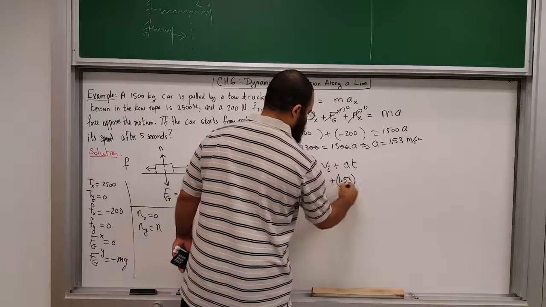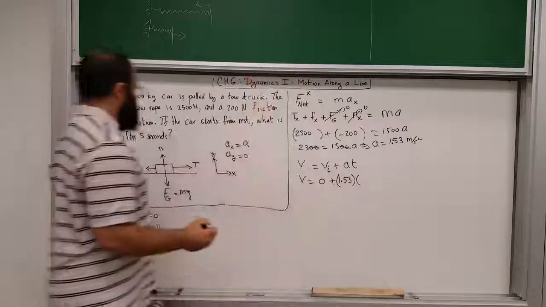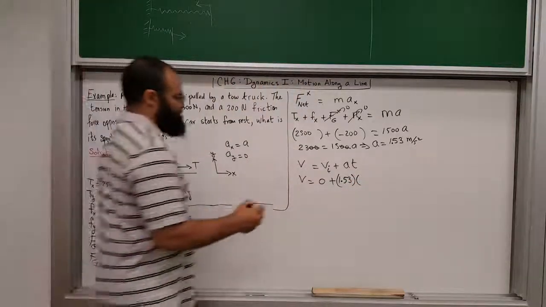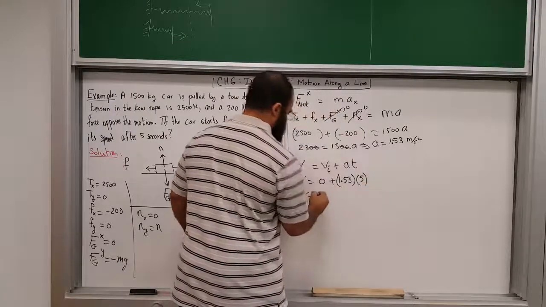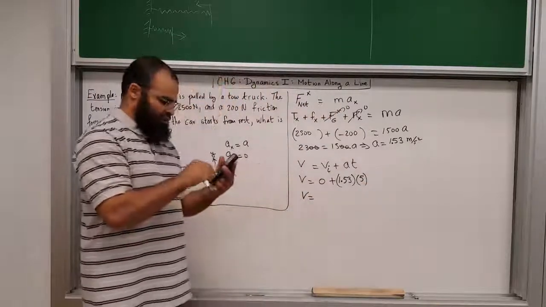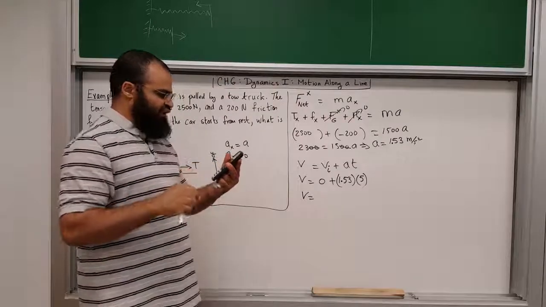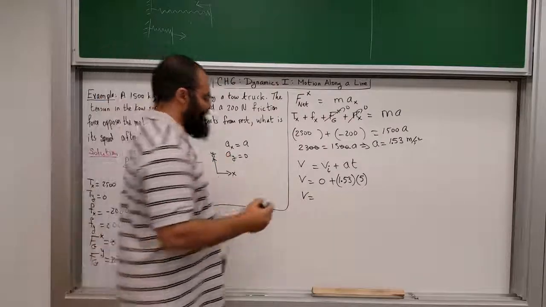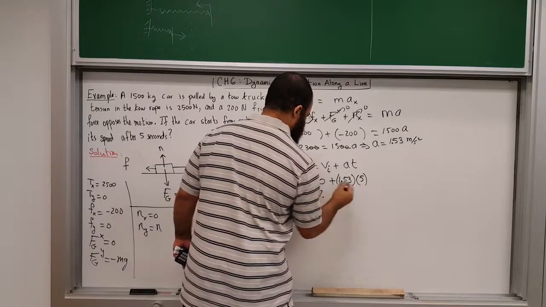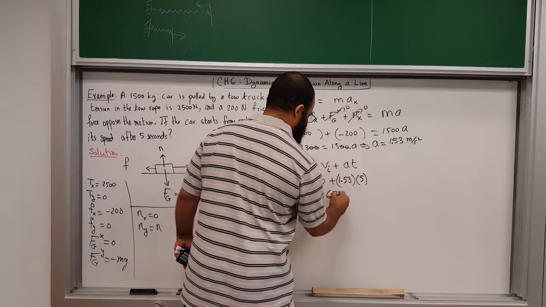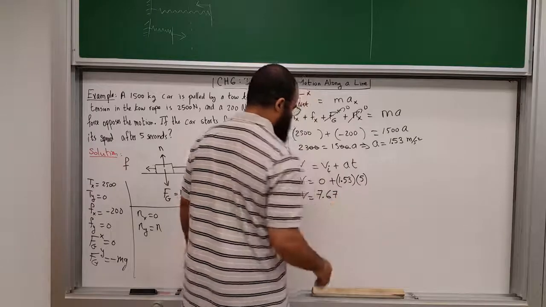And times the time, which is how many seconds again? 5 seconds. And so the velocity later will be 7.6666 repeating. So 7.67, let's say. 7.67 is good enough. I think they want 2 significant figures, maybe 7.7.